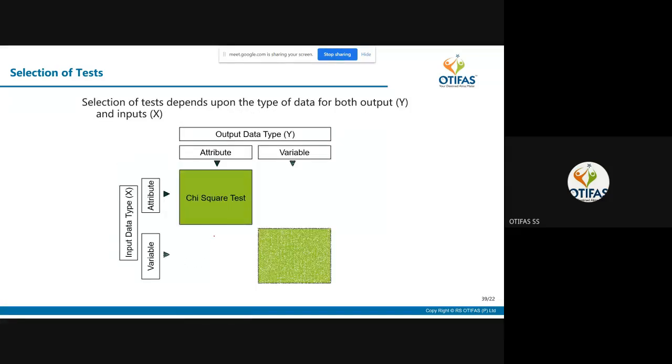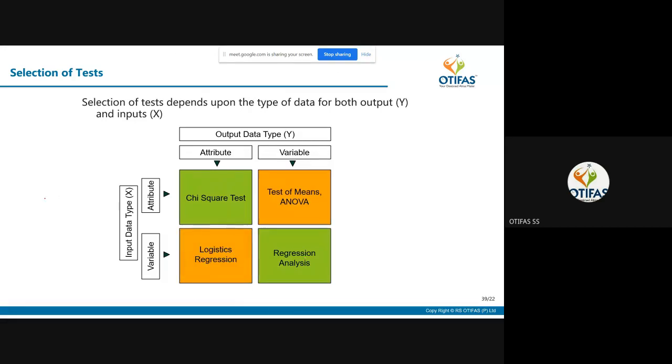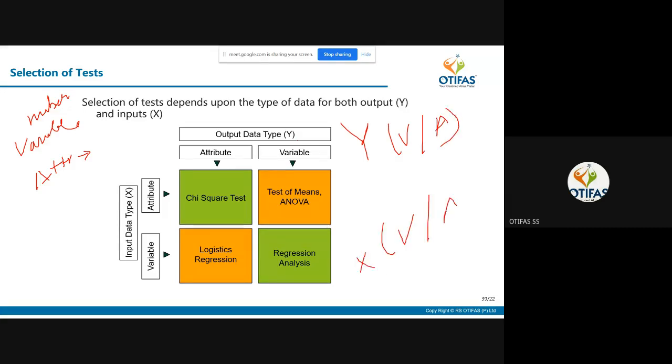Okay. Now this is another thing that we need to understand. As I said, we have two types of data. One is variable, and the other one is attribute. A variable means you have numbers, quantitative data. Attribute means you have categorical data. So your Y can be either variable or attribute. Similarly, your X also can be variable or attribute.